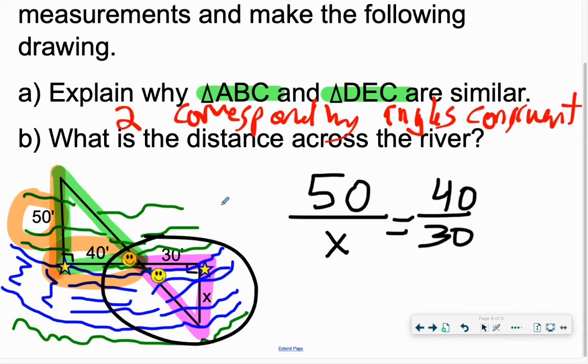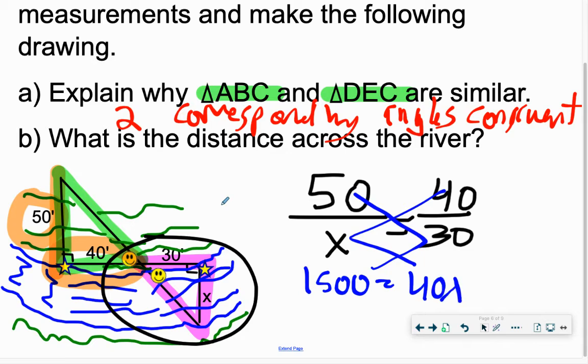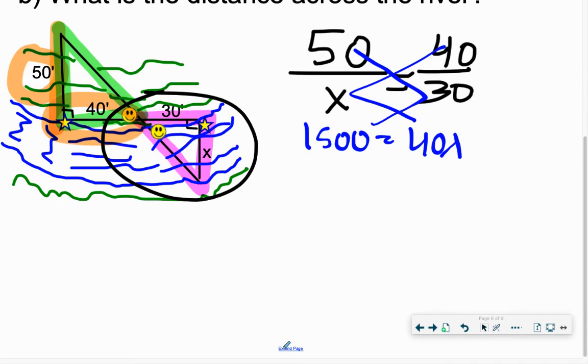They form equivalent ratios. So again, there's a couple different ways to do that, but one way that always works is using the cross product, where you take and multiply those. 1500, you get 40x. Great. Again, to solve that, just solve that equation. So you're going to divide both sides by 40.